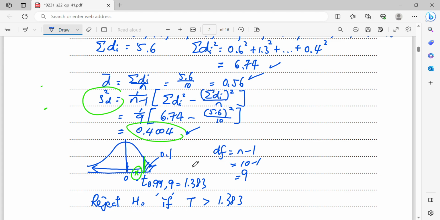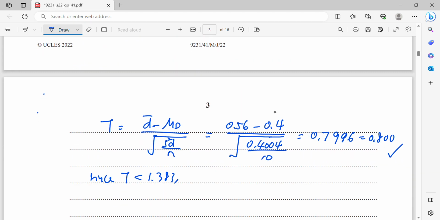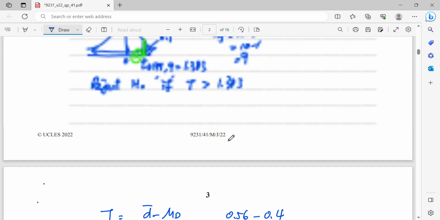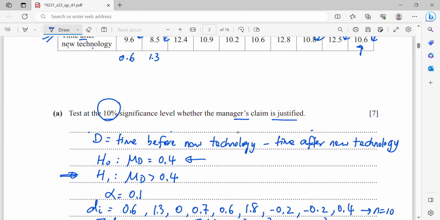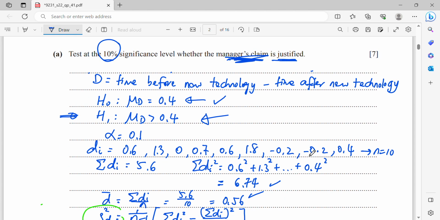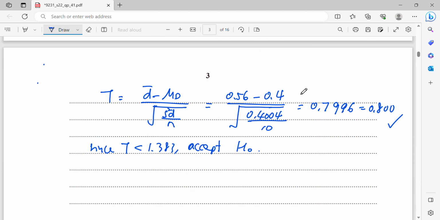Instead of writing do not reject H0, another option is accept H0. So you have two choices. You write accept H naught, and that is your decision. Now the question is asking whether the manager's claim is justified. Since we accept H naught, the manager's claim is at the H1. So it means that there is insufficient evidence to support the manager's claim. That is our conclusion of this hypothesis testing.